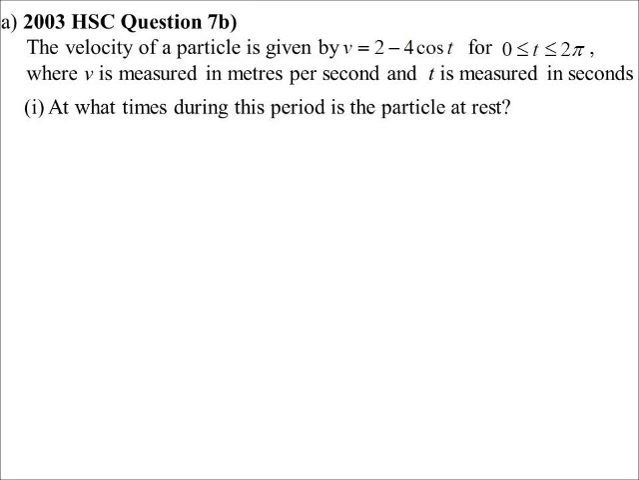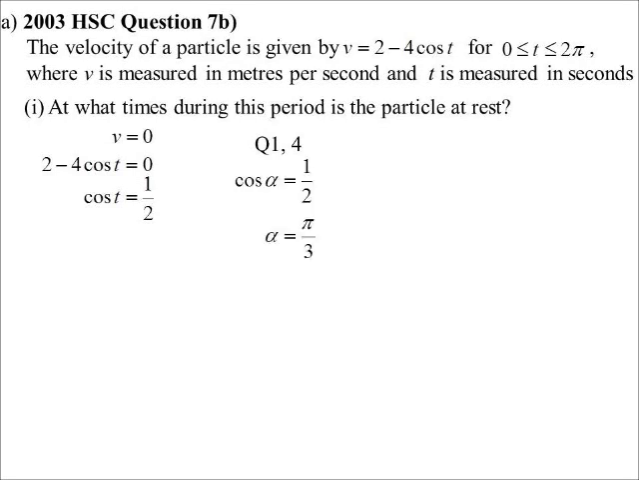Well, they've already given me a velocity graph, so I don't have to do anything to it. It's at rest when velocity equals 0, so we're just solving 2 minus 4 cos t is 0. Cos t is a half. We're just looking between 0 and 2 pi, so we're going around the circle once. And so we're in the first and the fourth quadrant. Acute angle would be pi on 3. So our angles, or our times in this case, are pi on 3 seconds and 5 pi on 3 seconds.